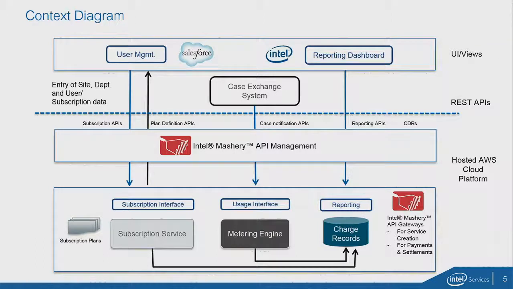The middle layer, which is the Intel Mashery API management, does the security and all the other functionality, like backward compatibility of APIs, traffic control, partner management, those kinds of functions, right? Authentication, role-based access, all the security is enforced at that layer. Again, that is available on-premise or in the cloud.